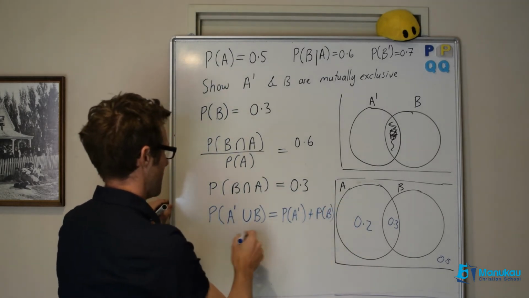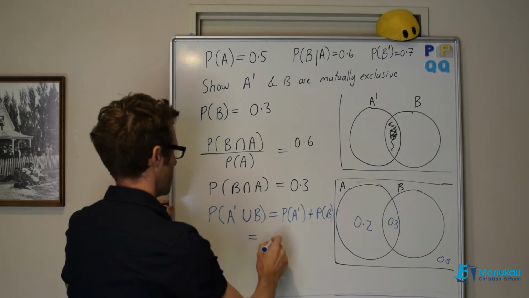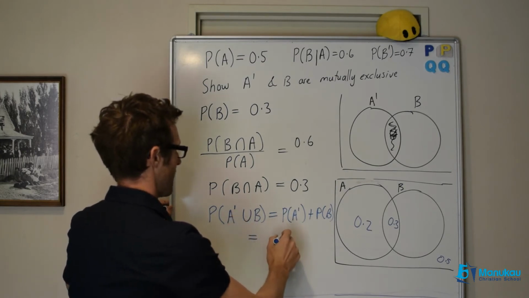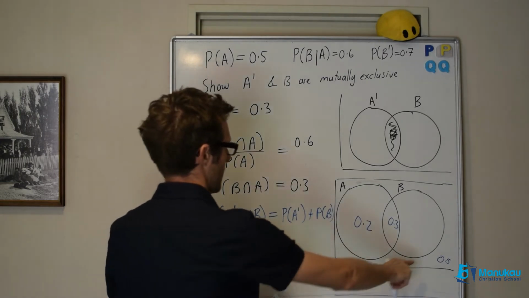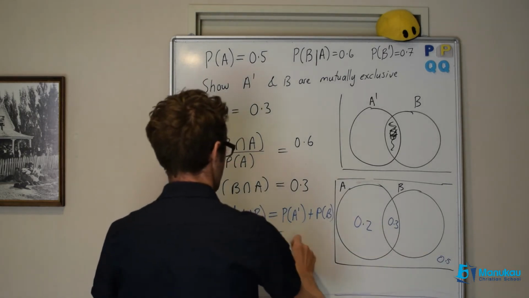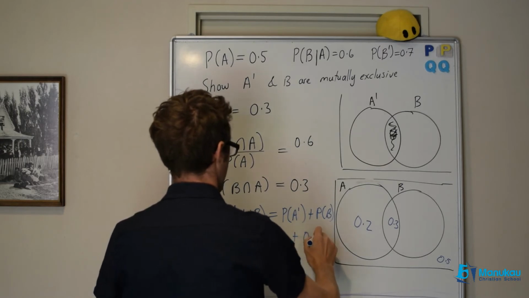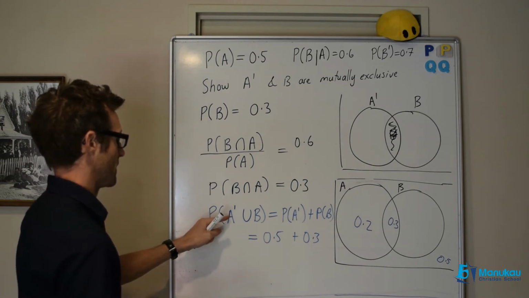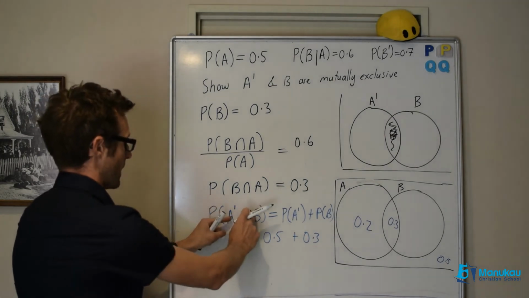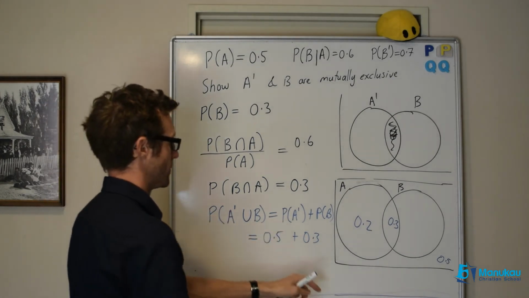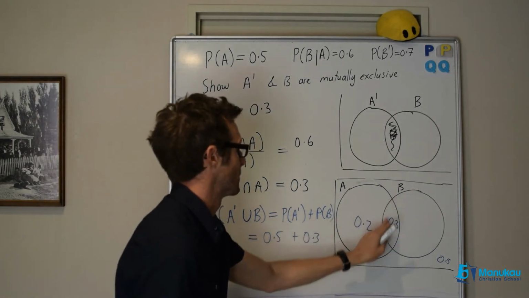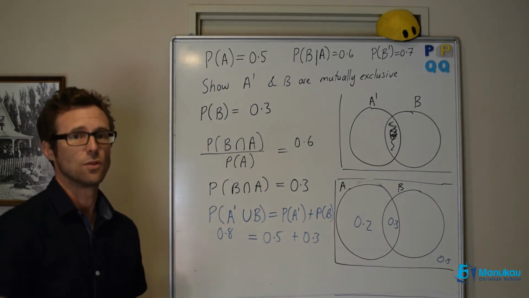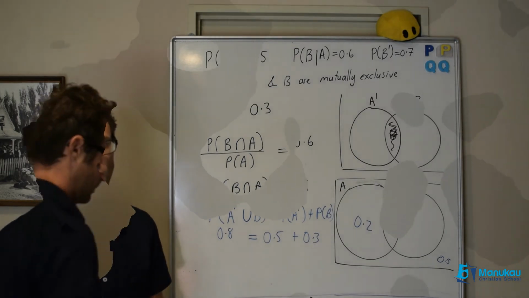and that is indeed what we find. The probability of not A union B is in fact equal to the probability of not A, which is 0.5, plus B, which is 0.3, so adding those two together is also 0.8. So we've proved this, they must be mutually exclusive. I hope that helps you with the first question.